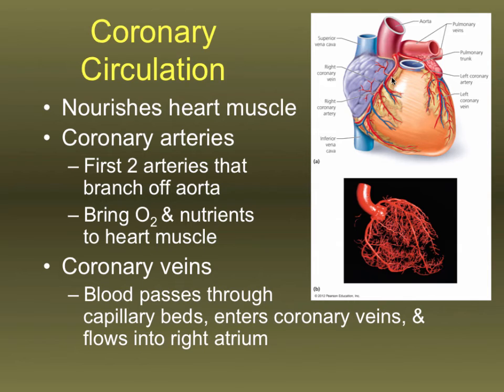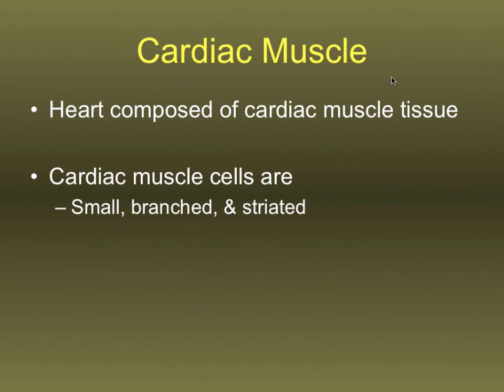There are also coronary veins. So we have to get blood, once it's given up some of the oxygen to the cardiac muscle, back into the heart. And so the coronary veins are going to take blood into the right atrium, just like any vein eventually leads into the right atrium. So cardiac muscle itself, we've looked at this before.